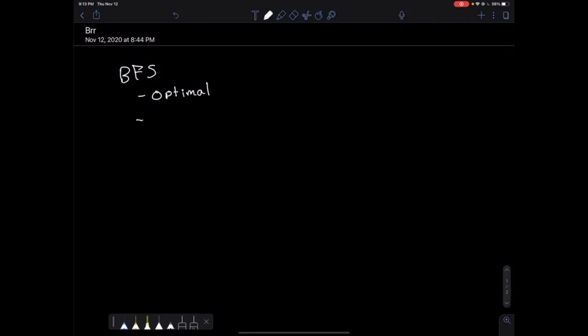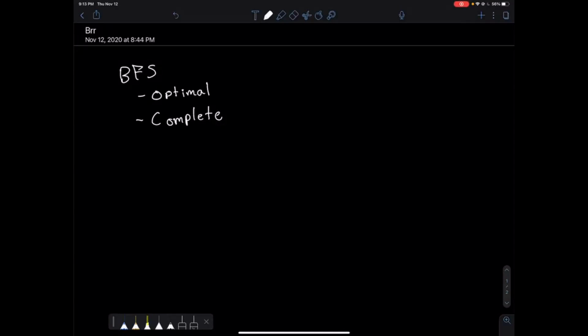Right, so it is optimal and it's complete. That means it will search every possible path. So there's no case where the BFS will not find the path if the path exists. That makes sense? Cool. So let's talk about the depth first search.